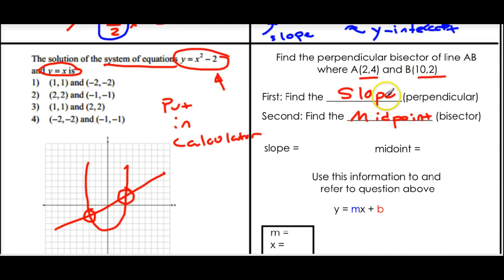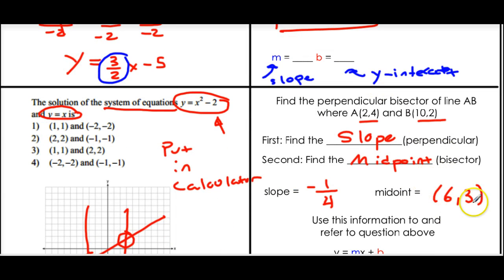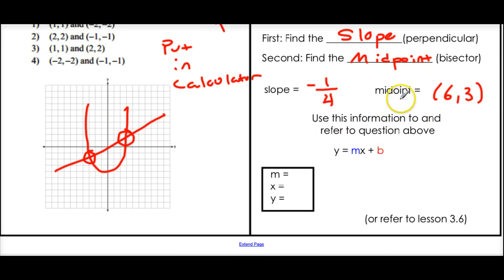In this case, your slope will end up being negative 1/4, and your midpoint will be (6, 3). All right, and you just use the slope formula for this. That's why you put that over there, and your midpoint formula for this. Now that you have this information, you have to make your equation. The perpendicular bisector is going to have a perpendicular slope. If the slope of AB is negative 1/4, our perpendicular bisector will have the slope of, flip it and negate it, positive 4. And our x and y now are 6 and 3. Plug it into y equals mx plus b, find out what your b is, and you are good to go.